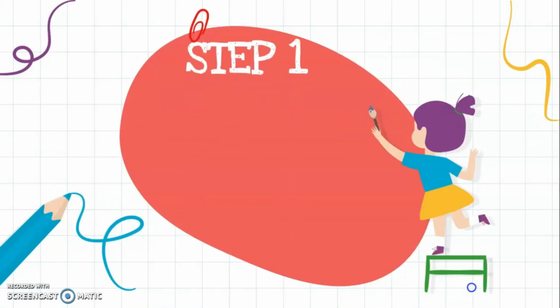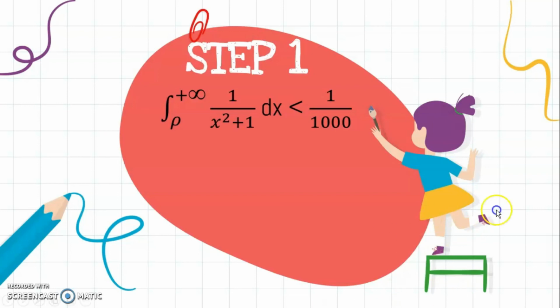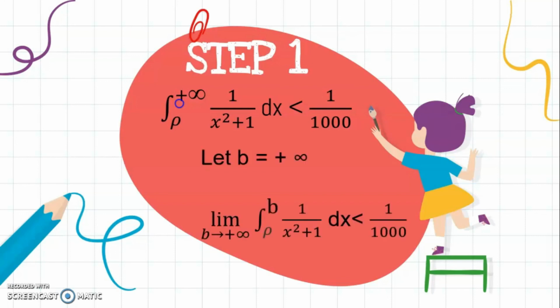Step 1. For an improper integral like this where we have an infinity symbol, we need to use a limit expression. So this expression is equivalent to the limit as b goes to positive infinity. So we replace positive infinity with b like this.